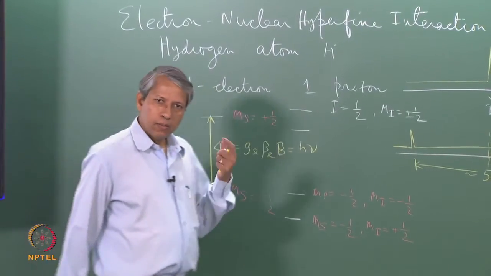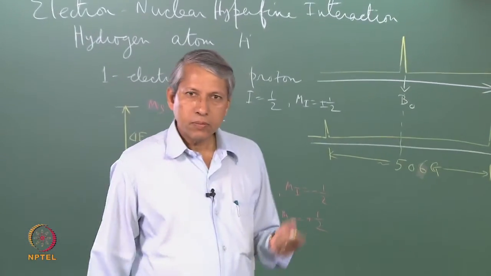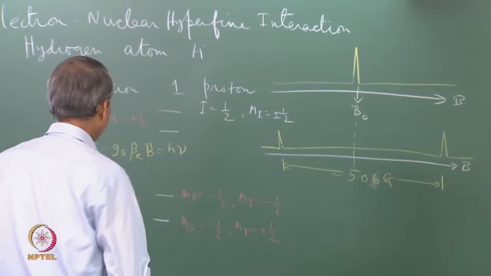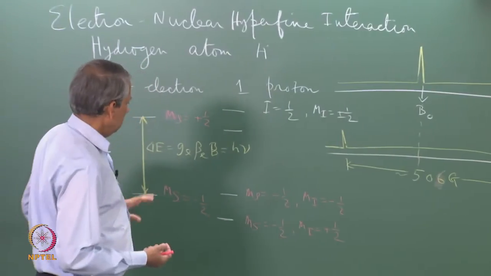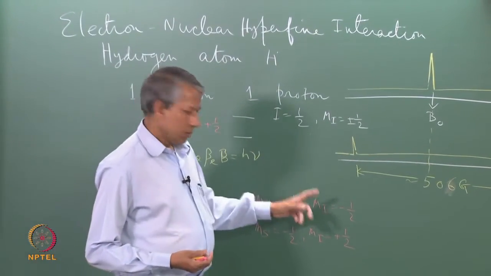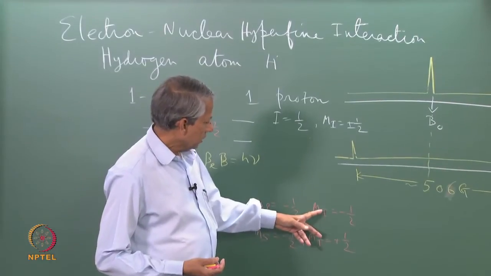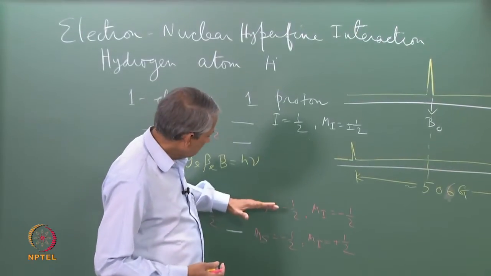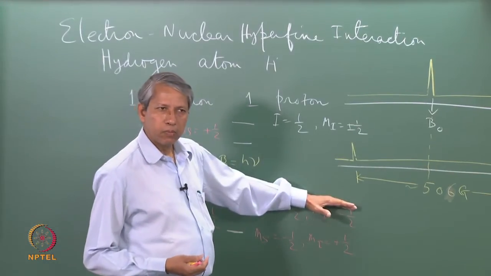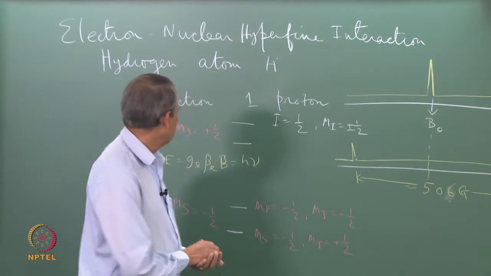Remember that electron Zeeman interaction is much stronger than the nuclear Zeeman interaction. But here we are not looking at the electron Zeeman interaction, but it is the interaction of the electron magnetic moment interacting with the nuclear magnetic moment. So, the splitting is given by this.